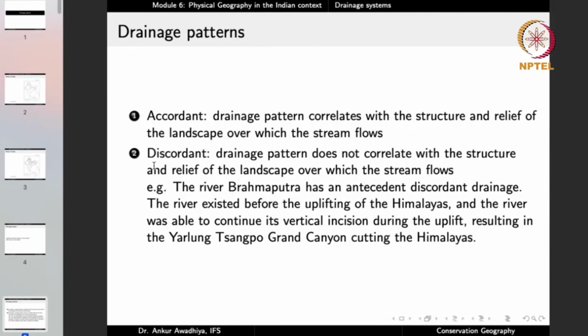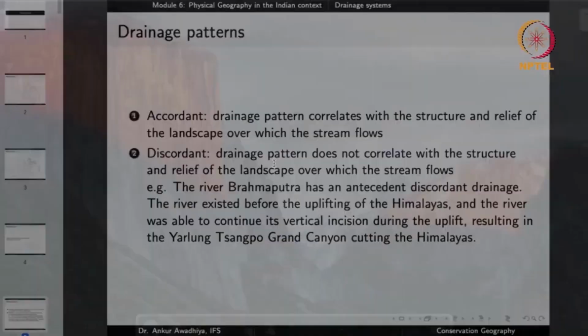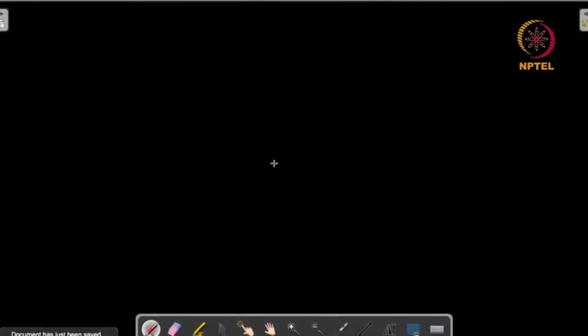We also have discordant patterns where the drainage pattern does not correlate with the structure and relief of the landscape over which the stream flows. So, for example, if we have a situation that there is a river that is flowing and it encounters a hill.